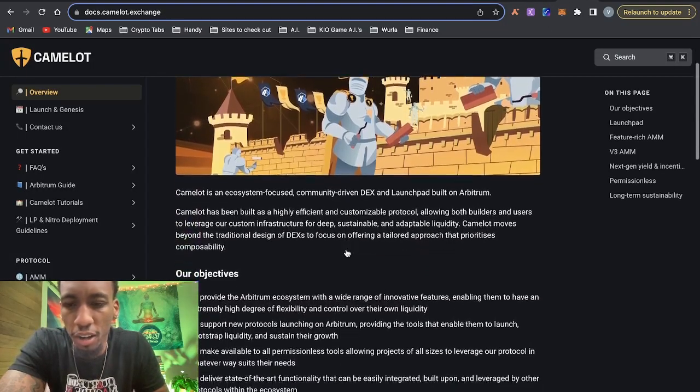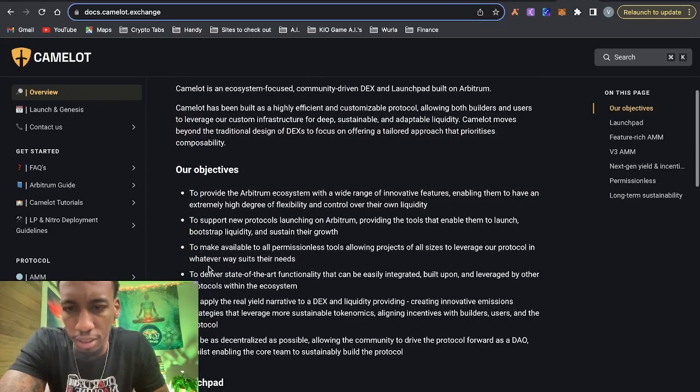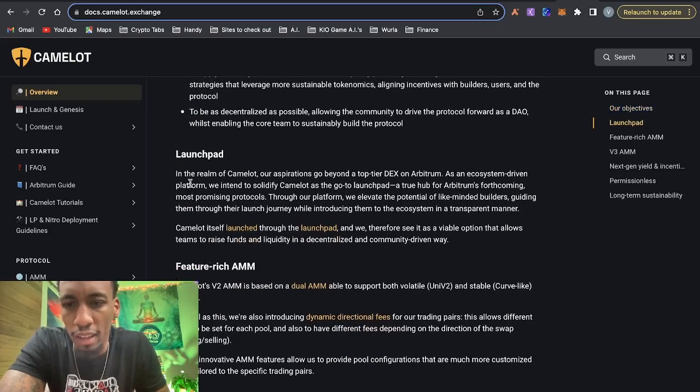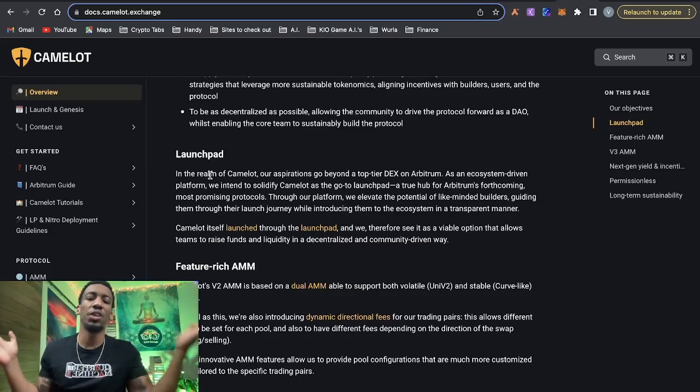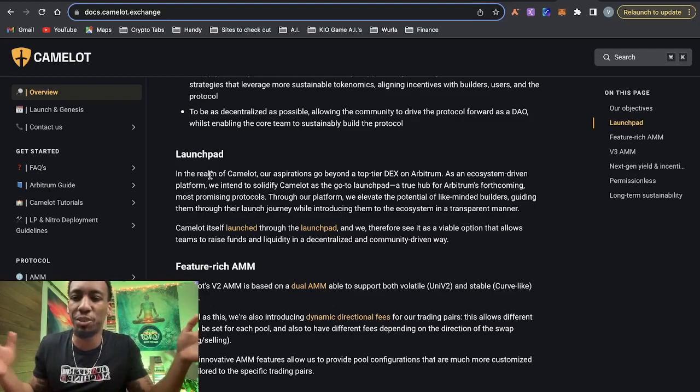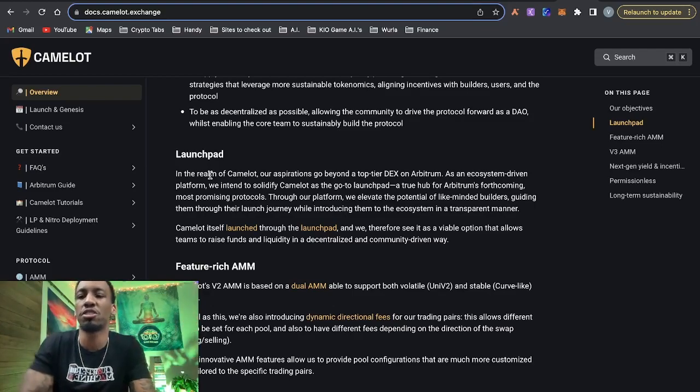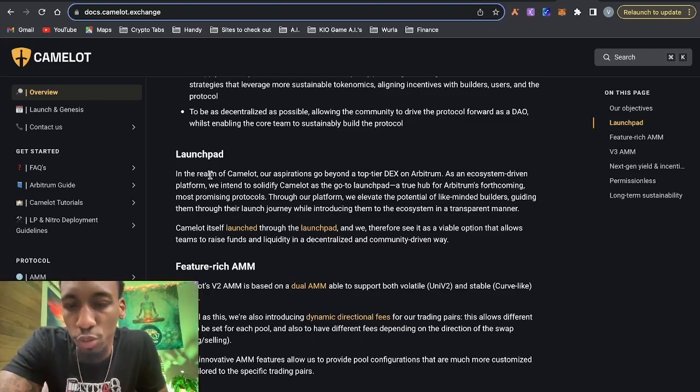All right, so here we are. This is the overview. It talks about their objective, which is a bunch of rah-rah. One thing that they're trying to set themselves apart with is a launchpad. And before we even go into this, it makes sense for a decentralized exchange to want a launchpad because you want projects to launch their tokens on there. They're not the first one with the launchpad, but they're trying to go about it in a different way.